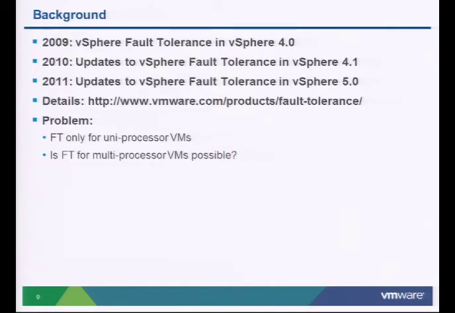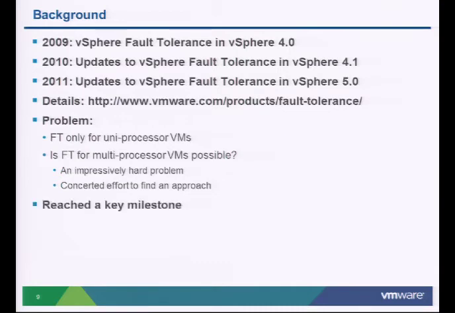So this started begging the question: is FT for multiprocessor VMs even possible? And let me tell you, this is an impressively hard problem. There is a lot of research happening around this by other companies. There is a lot of research happening in academia trying to solve the problem of multiprocessor FT. And VMware has also been making a concerted effort to find an approach for doing this. We believe we have reached a key milestone, and this is the milestone we are here to share with all of you today.